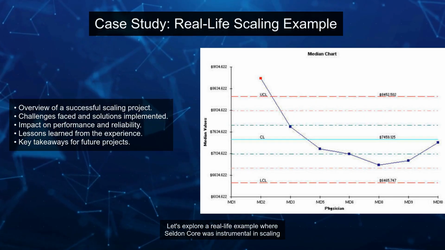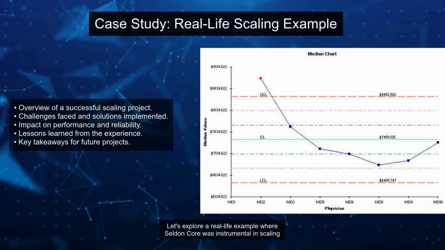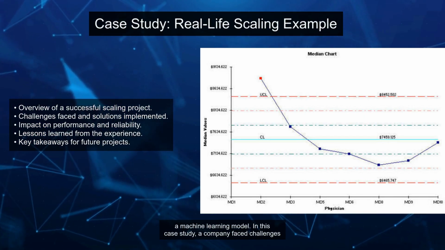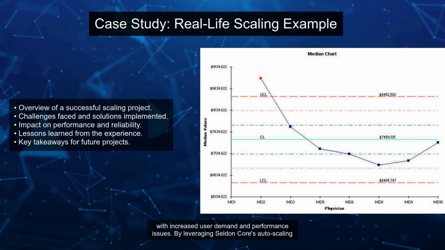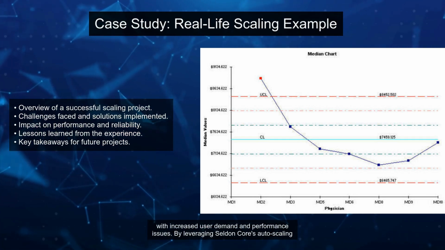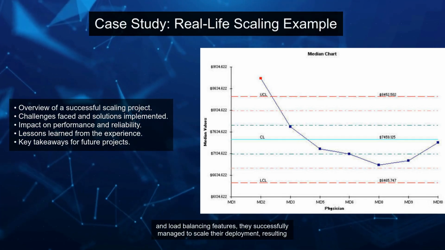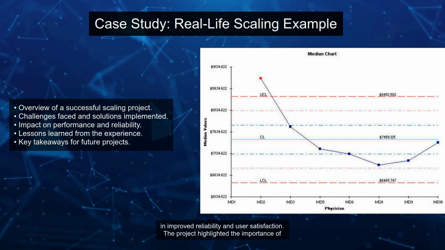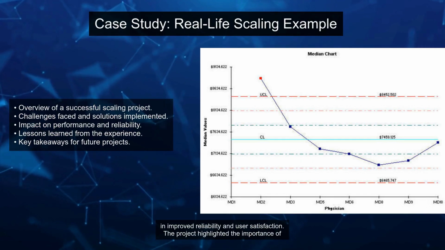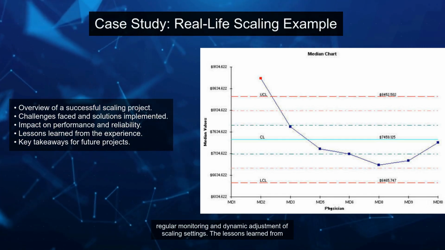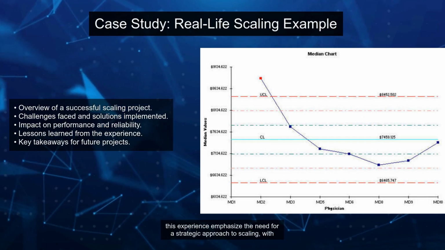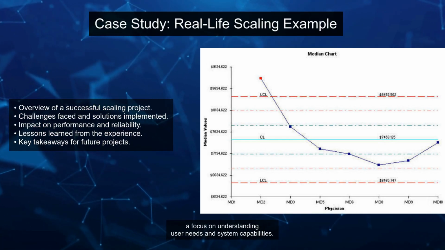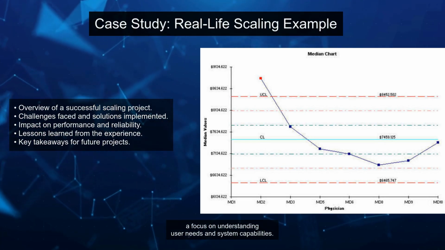Let's explore a real-life example where Seldon Core was instrumental in scaling a machine learning model. In this case study, a company faced challenges with increased user demand and performance issues. By leveraging Seldon Core's auto-scaling and load balancing features, they successfully managed to scale their deployment, resulting in improved reliability and user satisfaction. The project highlighted the importance of regular monitoring and dynamic adjustment of scaling settings. The lessons learned from this experience emphasize the need for a strategic approach to scaling, with a focus on understanding user needs and system capabilities.